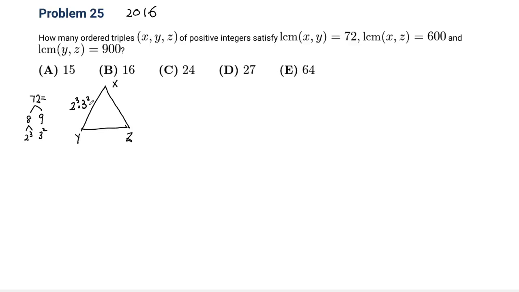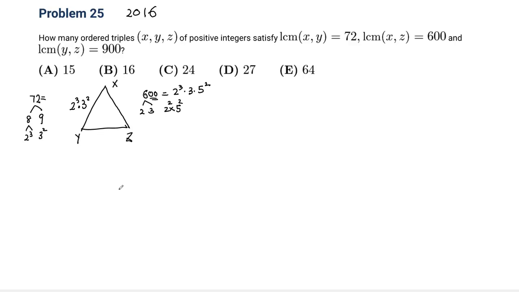What about xg? xg is 600. 600 equals what? This is 2 times 3, this is 10 squared, okay? 10 squared is 2 times 5 squared, so 2 squared. This one should be 2 cubed times 3 times 5 squared, right? That is the LCM over here.